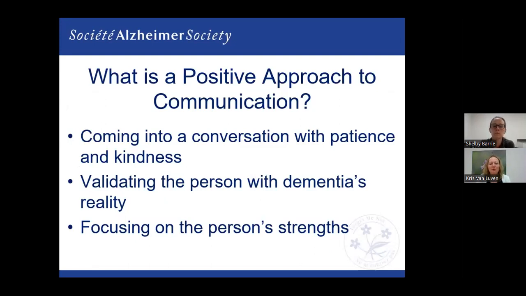So what is a positive approach to communication? What do we mean by that? Well, first, we mean coming into a conversation with patience and kindness. We really have to set our own mindset as we approach the person to have this type of conversation. We want to validate the person with dementia's reality. We don't want to dismiss it, or try to correct it. And we're going to talk a little bit more about validation next. And we also want to remember to focus on the person's strengths, what it is they can do, instead of their deficits, what they can no longer do.